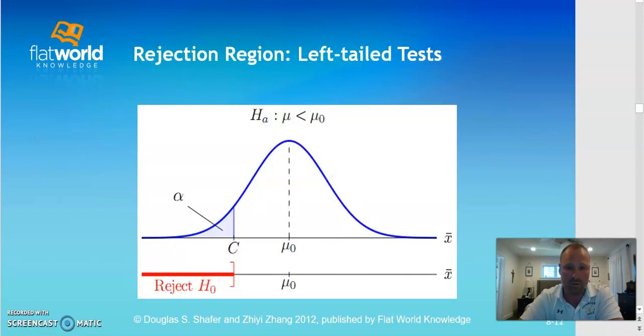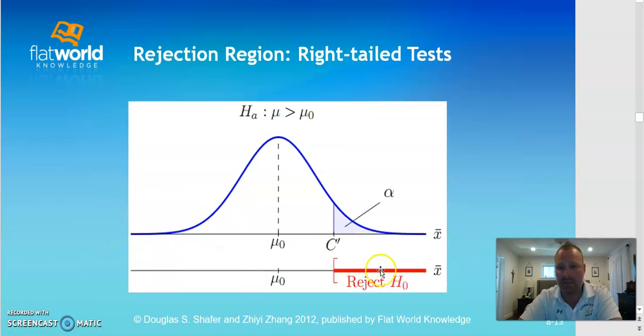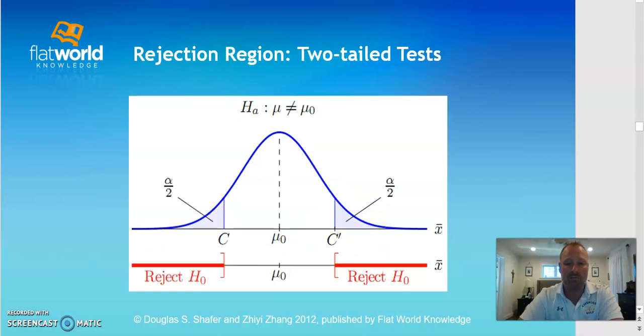So right now, this would be our left-tailed test, right? If it falls in here, we're rejecting it. This would essentially be our rejection region, okay? Over here, this would be a right-tailed test. If it falls here, then this would be our rejection region, greater than that value, okay? And then we have our two-tailed test. So if it falls in either this region or in this region, not equal to, then we would reject the null hypothesis.